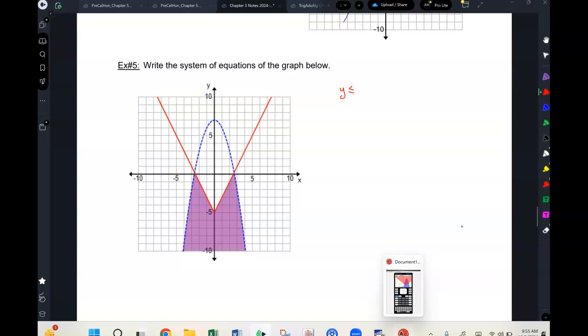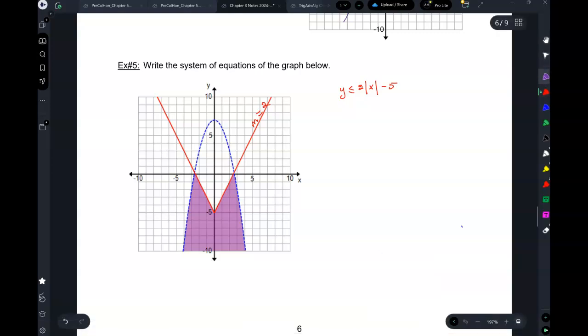Less than or equal to, okay, so what's the slope here? Up 2 over 1. So 2 absolute value of x minus 5. Is that right? Does that show the right situation there? All right. Okay.